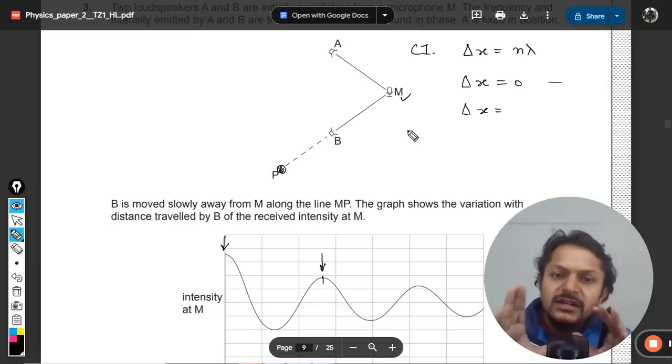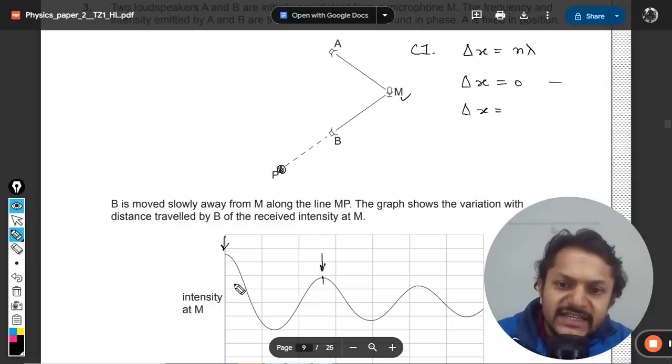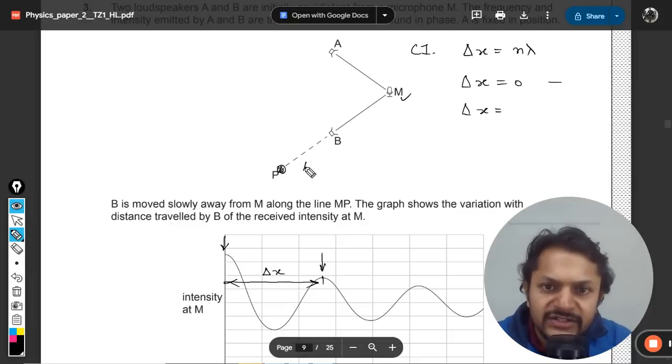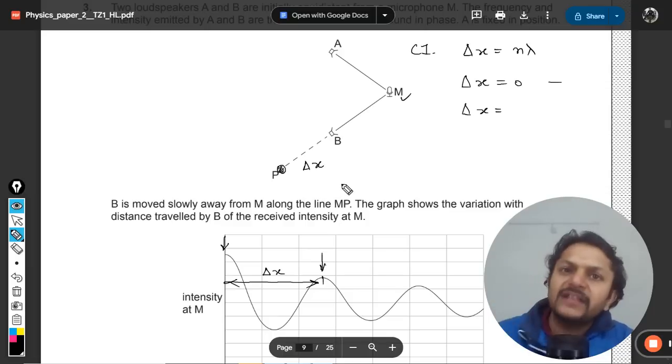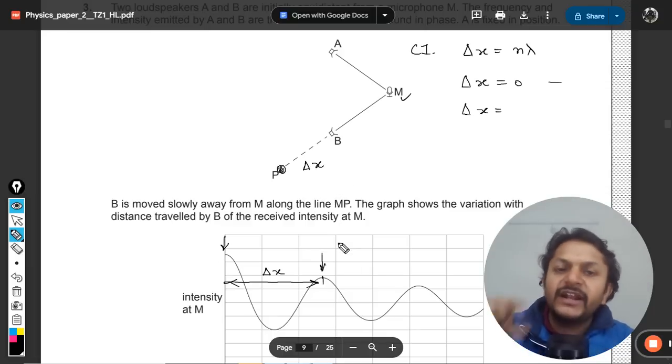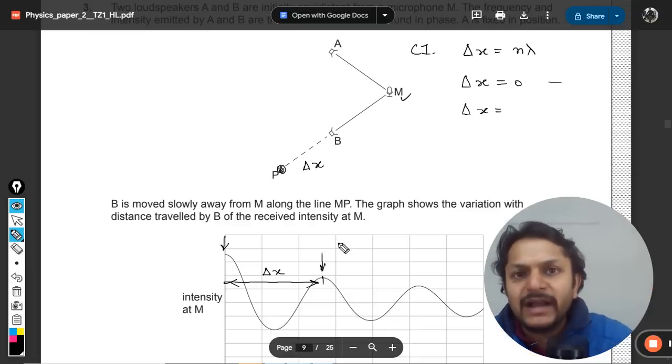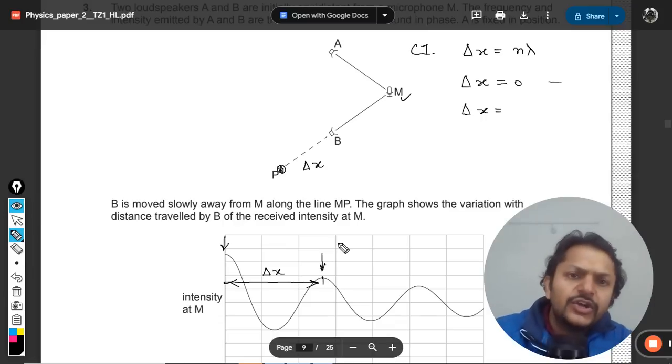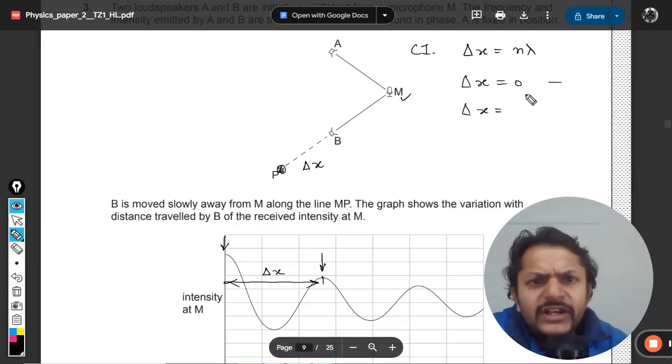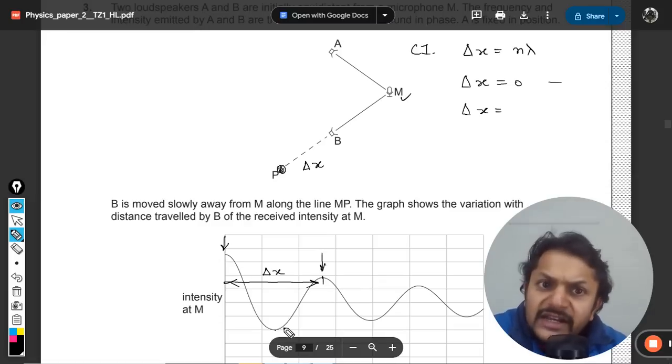It means that this much is the path difference. This is the distance traveled by B, so I can call it delta x. So this is the delta x, the path difference that is traveled, after which another maxima is heard. So it means that we are only talking about the constructive interference. First of all, destructive interference is overlooked clearly.